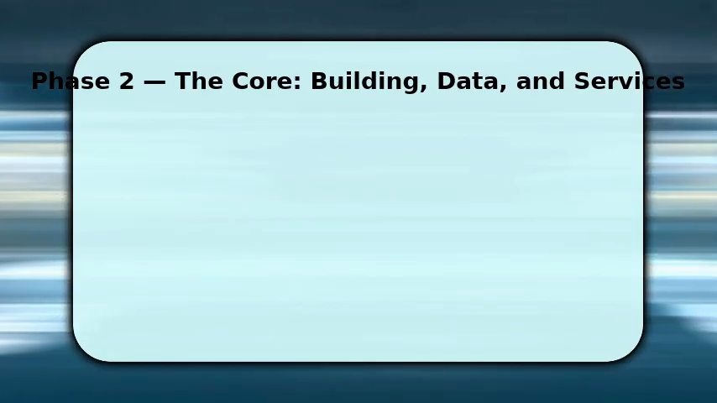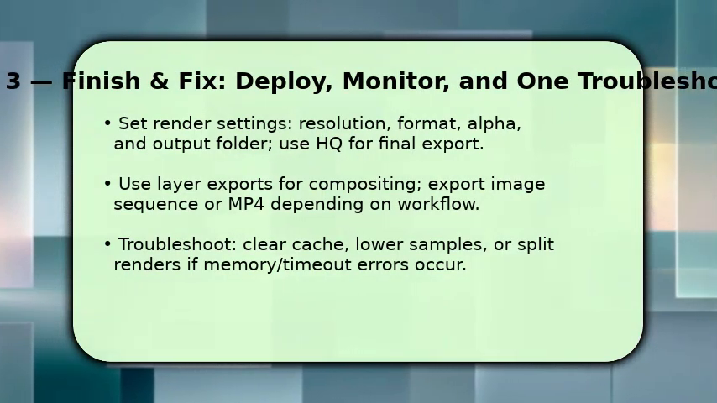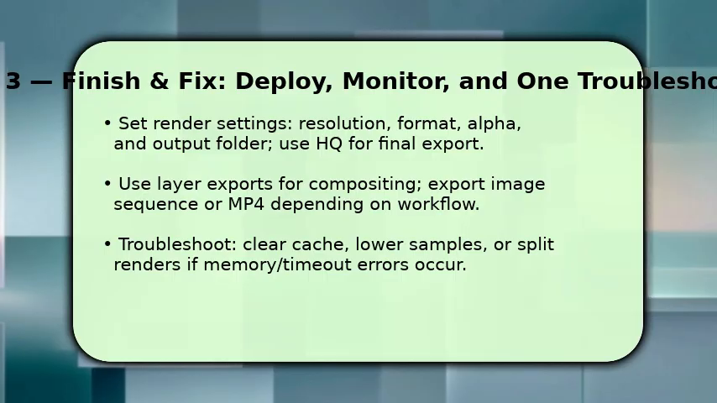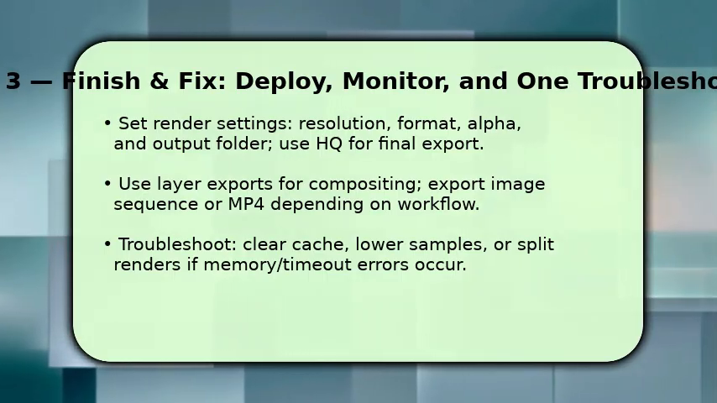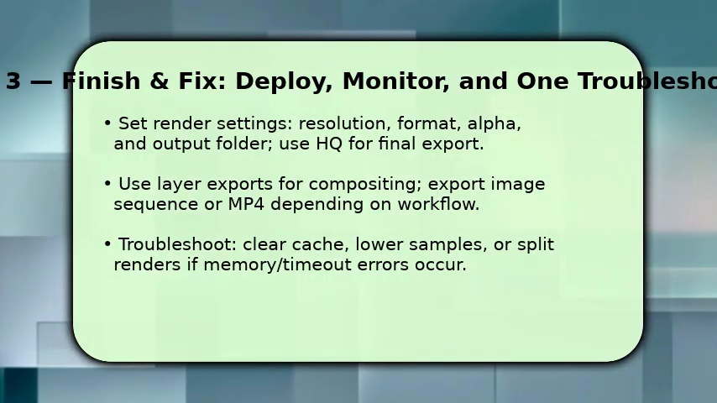Finish by choosing final render settings. Pick resolution, frame rate, and output format. Image sequences give more flexibility than compressed MP4s. Enable alpha if you plan to composite in another app, and set an organized output folder.